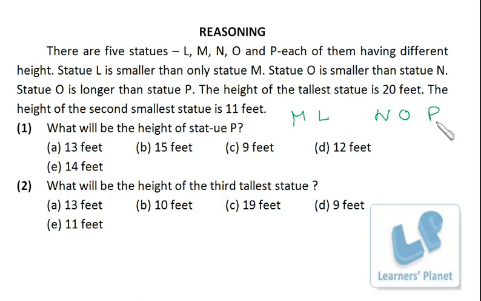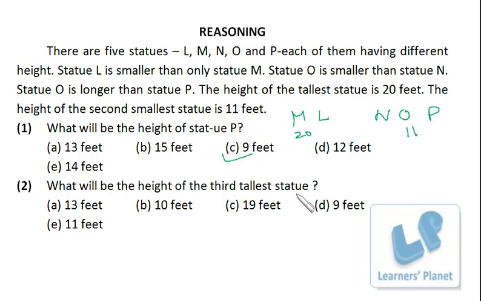Now the height of the tallest statue is 20, so this is 20, and the height of the second smallest is 11, so this is 11. What would be the height of statue P? Statue P should be smaller than 11 feet, so we have just one option there, that is 9 feet.